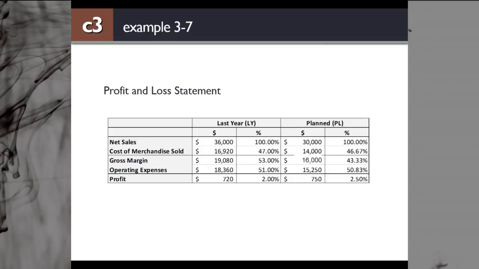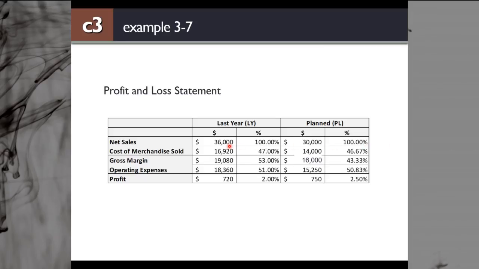So here is the example of the profit and loss statement. And what's the difference of this statement compared to the previous one? It has more columns, right? So you see a last year figure, and you have this planned figure here. So don't you think you can compare these two easily, right? So it's much better to compare. And not just the dollar part, but it has a percentage. And just think about what you learned from the previous slide. So here, 100% net sales, always 100%.